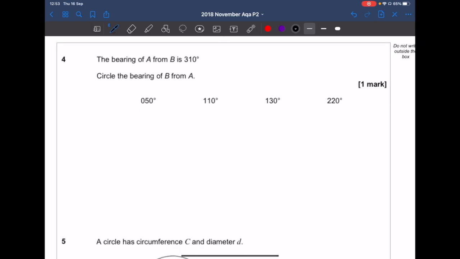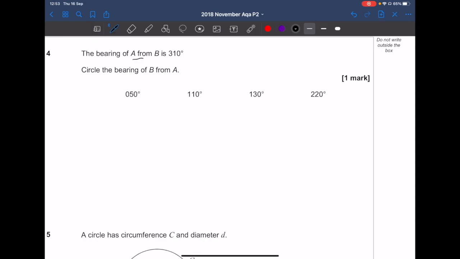Question 4. The bearing of A from B. So B is a starting point, B is where you start from, is 310. If you had your points, you've got A and B. Let's say from B is your starting point. The bearing of A from B is 310. So therefore this whole section should be 310, and this is point B, and this is point A. And he's asking, find the bearing of B from A.